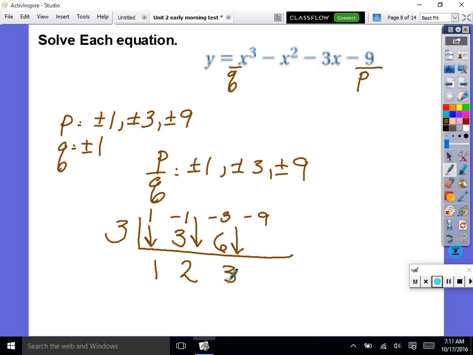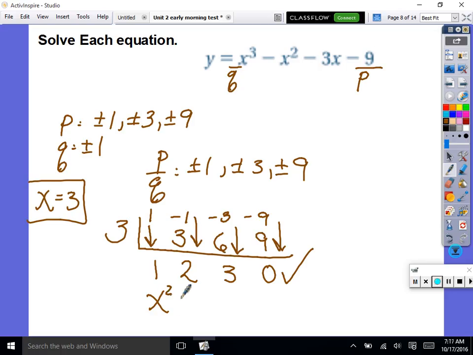3 times 3 is 9. We add straight down and get 0. So we'd say the remainder is 0. So we know that x equals 3 is truly a solution. There's one of them. We need to find 2 more solutions, correct? Didn't we go from degree 3? We divided it once. Now it's degree 2. So we have x squared plus 2x plus 3.